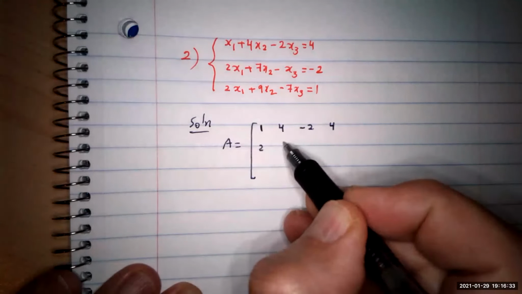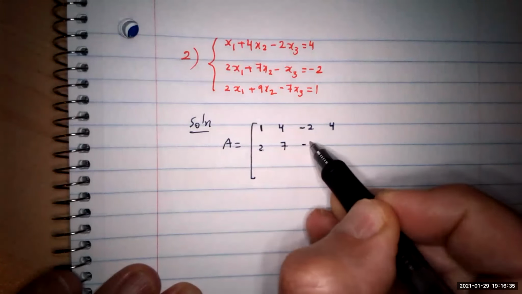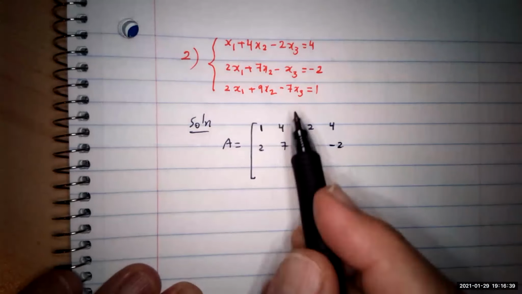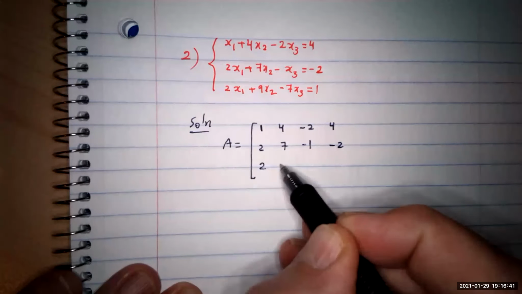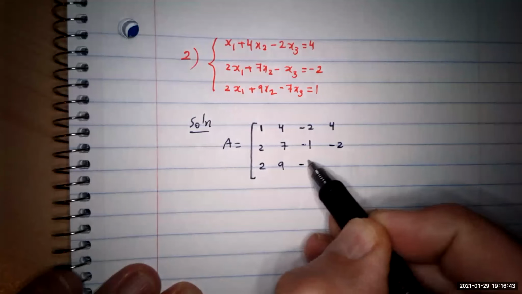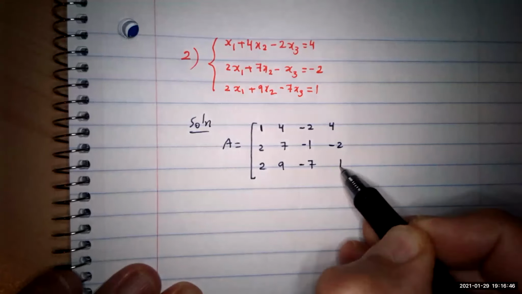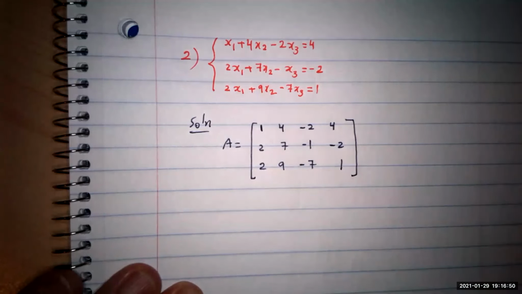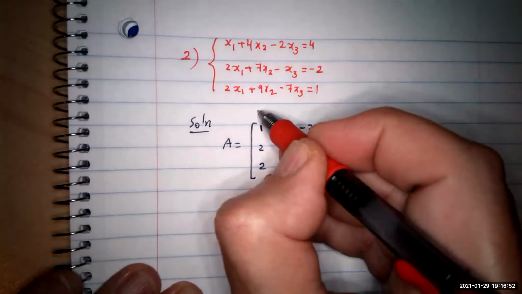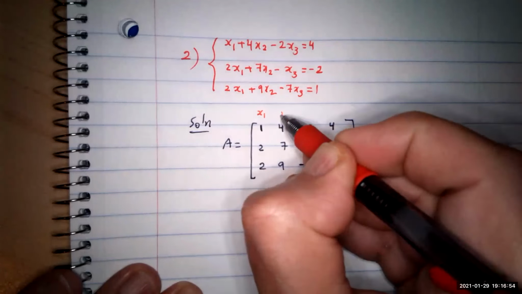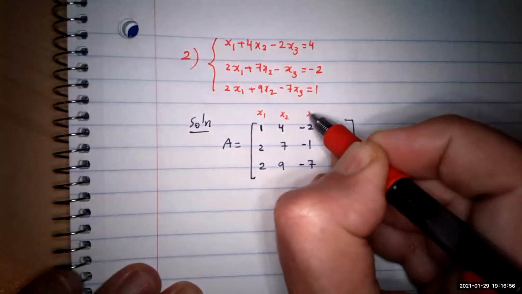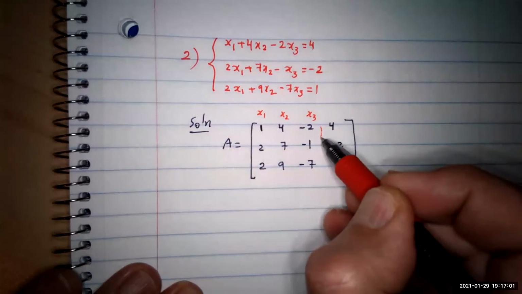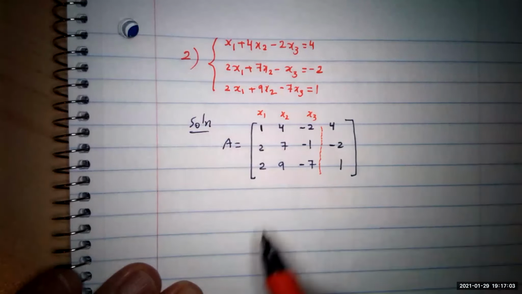Okay, we get the 2, and we get the 7 and the negative 1, and you have a negative 2 here. And the third one, this is going to be 2, 9, negative 7, and 1. Okay, so this is going to be your augmented matrix. Remind yourself that this first one represents x1, the second represents x2, then x3, and the last one is your constant term. Just a reminder that this is an augmented matrix.